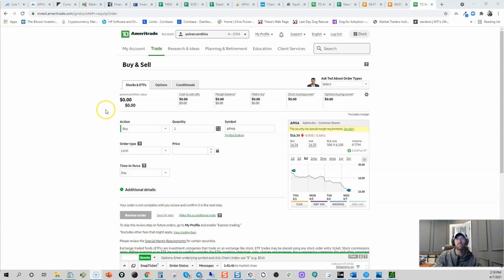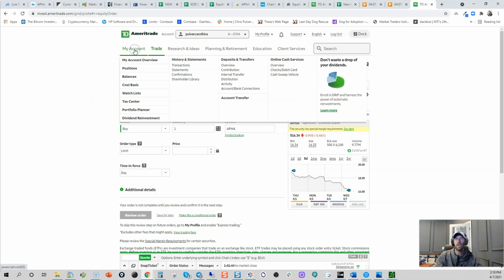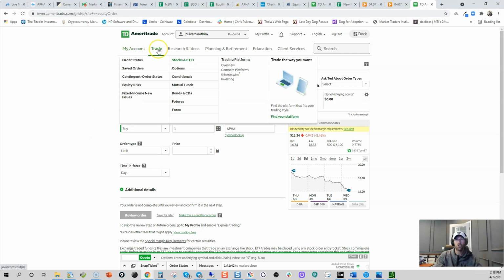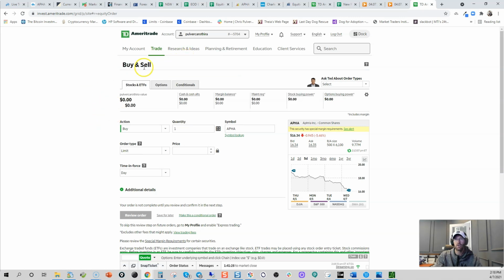All right, so back to the web platform here. If you log in, you have My Account. There's a Trade tab. This is what I'm going to use to go directly into my trading. If I was going to buy a stock, I would go Trade and then Stocks and ETFs. I click on Stocks and ETFs, and it should take me to this page right here. So I'm looking to buy and sell. I have my stocks and ETFs, and I have my options right here.